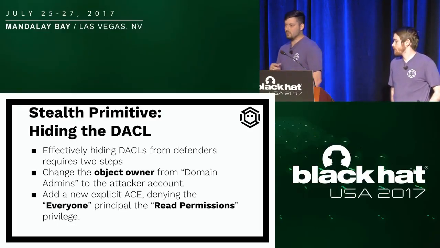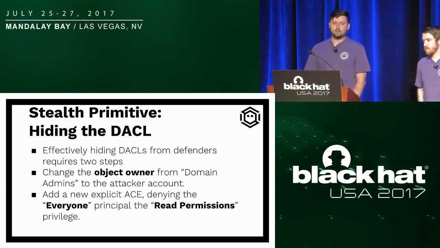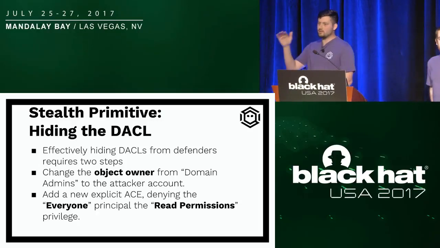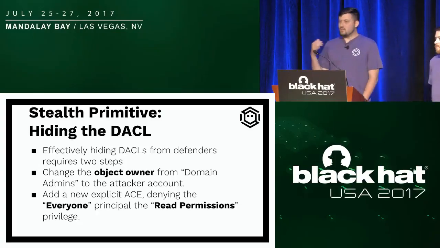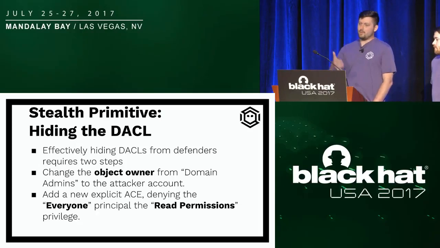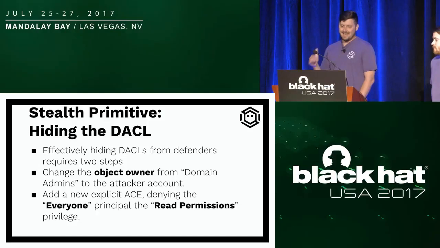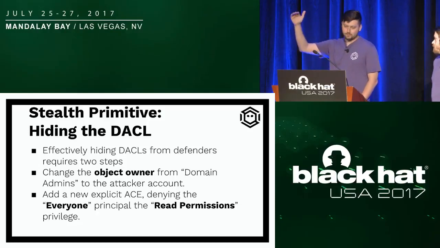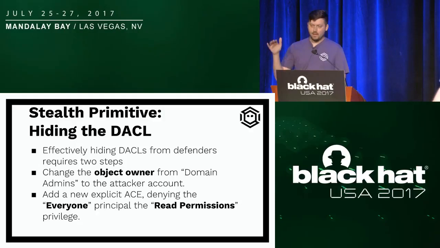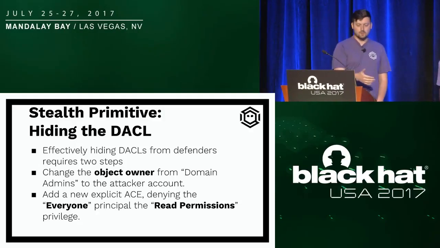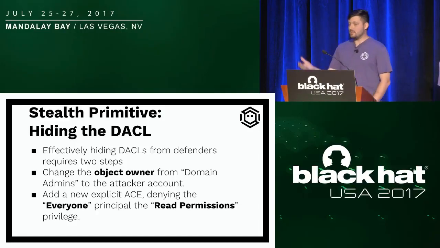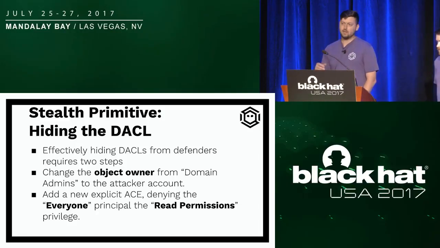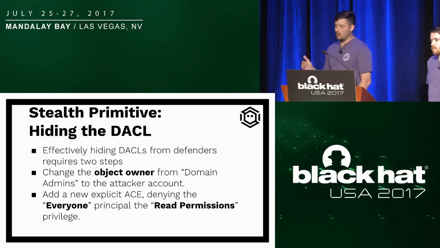Will has made the point already that if I am the owner of an object, I retain all privileges regardless of what other ACEs exist on that user's DACL. So I need to change the object owner away from domain admins to some other principal. Then I need to add a new explicit deny ACE, which is going to override everything else. Remember that inheritance? What I'm going to do is, for the everyone principal, deny read permissions. So now if you use AD ACL Scanner, or if you look in ADUC, you're not going to be able to even read the DACL on the affected object.